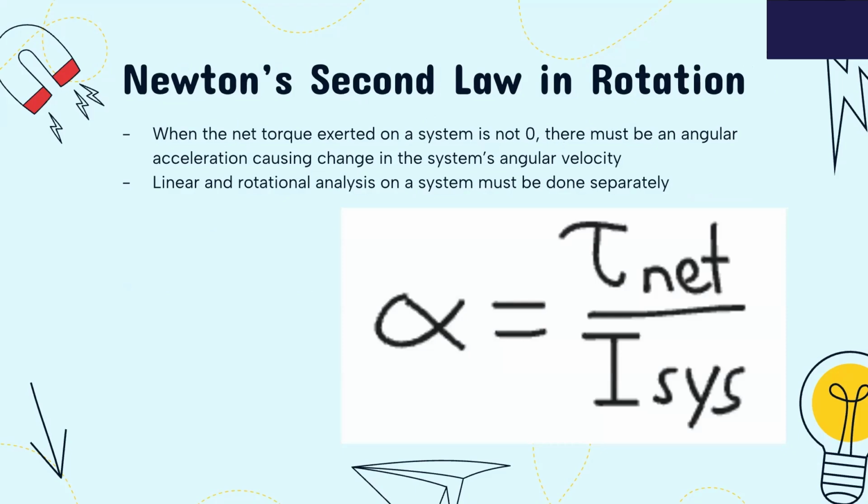And this is Newton's second law in rotational form. Essentially just net torque equals alpha, angular acceleration, times the moment of inertia of the system. And we can rearrange it to be the following. And again, we do linear and rotational analysis separately.